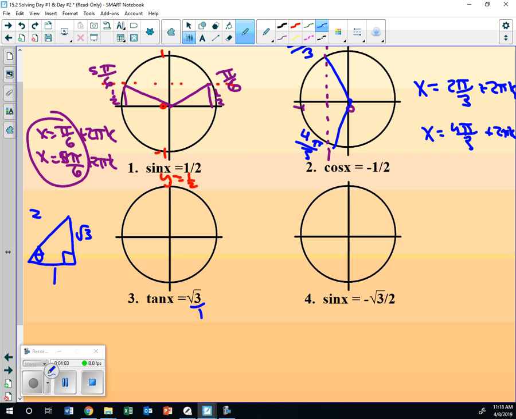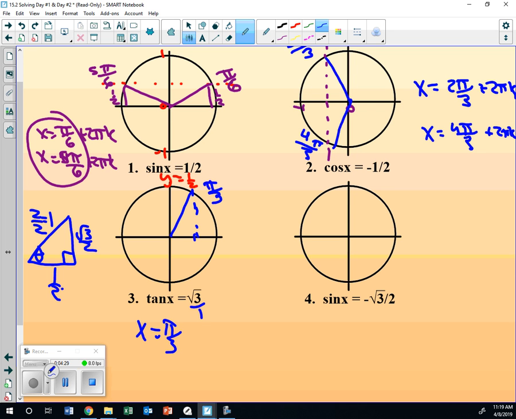This is not a unit circle, so we can divide everything by 2, and now it is a unit circle, radius or hypotenuse of 1. The x is a half, and the y is square root of 3 over 2. So that's good. That'll make this pi over 3. So x equals pi over 3.